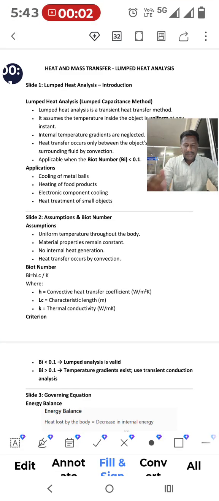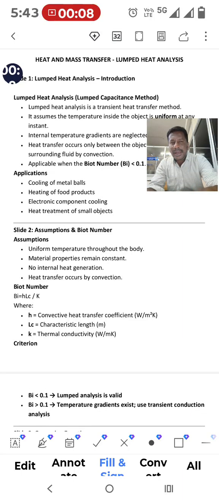Hi everyone. In this session we are going to discuss lumped heat analysis systems. Before that we should understand some basic things. So what is steady state heat conduction and unsteady state heat conduction?